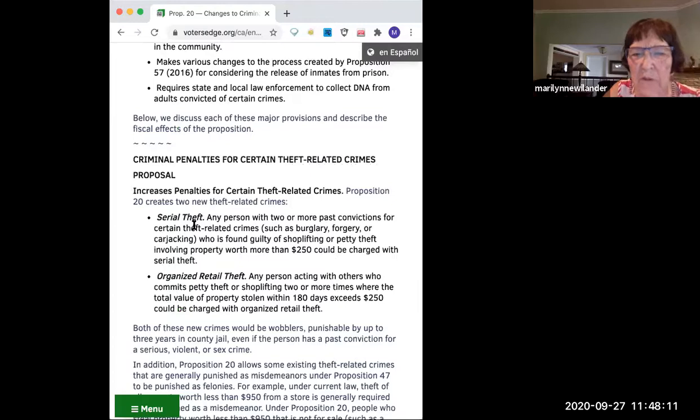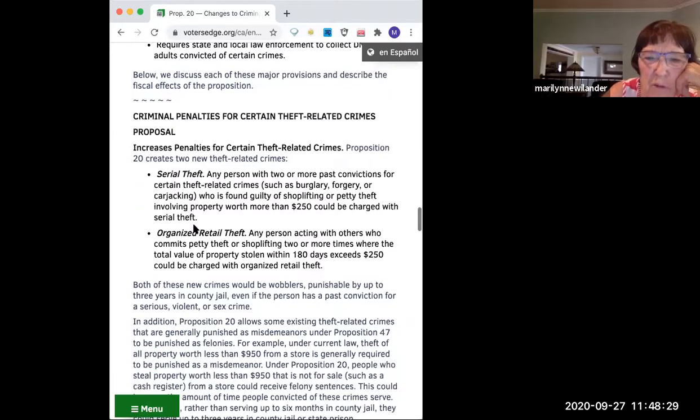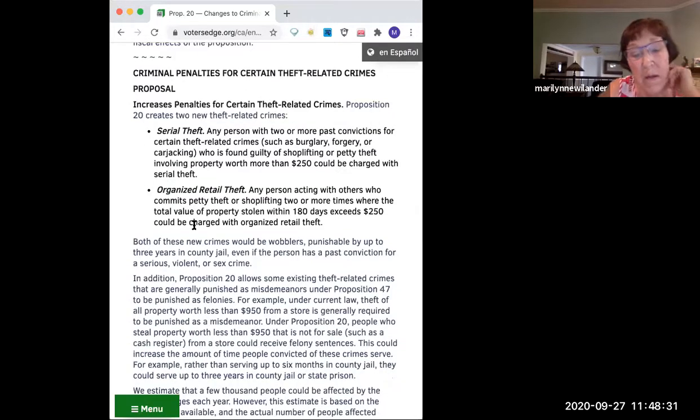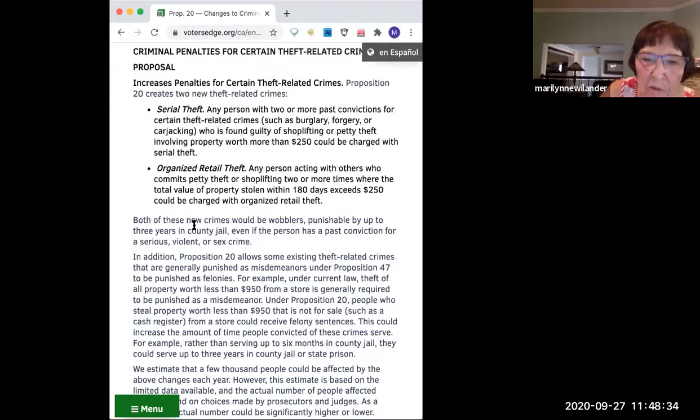There's 2 new items that are increasing the penalties. One of the things that they talk about in this whole issue is there's wobblers, which is where something can either be a misdemeanor or a felony, depending upon the person that's making that decision, which could be the judge generally, with recommendations from the parole board. Both of these new crimes would be wobblers, punished by up to 3 years in county jail. That would be serial theft or organized retail theft.